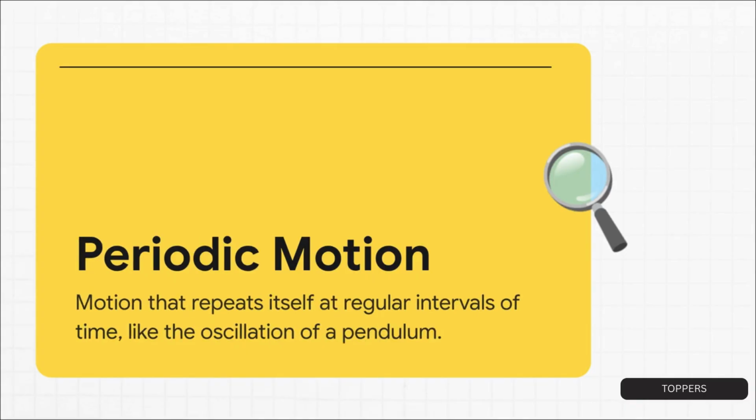And this brings us to something really cool, periodic motion. This is any kind of movement that repeats itself over and over again in a predictable cycle. Think about a swinging pendulum, the Earth's orbit around the sun, or even the beating of a heart. It's got a rhythm, a regular interval, that we call its period.